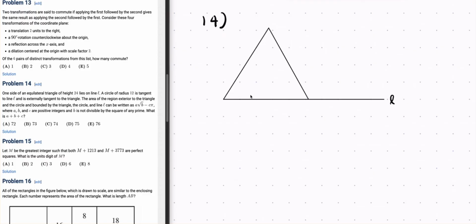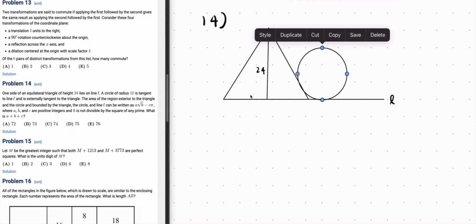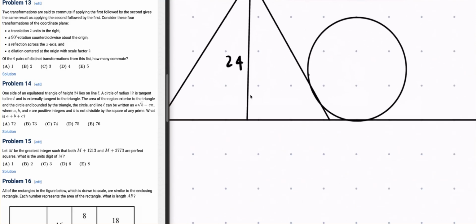So then it has a height 24, so let's draw that down. A circle of radius 12 is tangent to line L and externally tangent to this triangle. So it's going to look like this. It's going to be tangent to both of them, slightly over. And we want to find the area of this part, the black part over here.